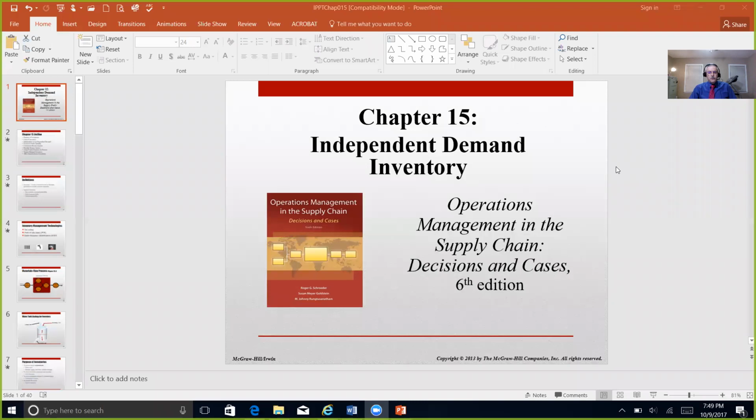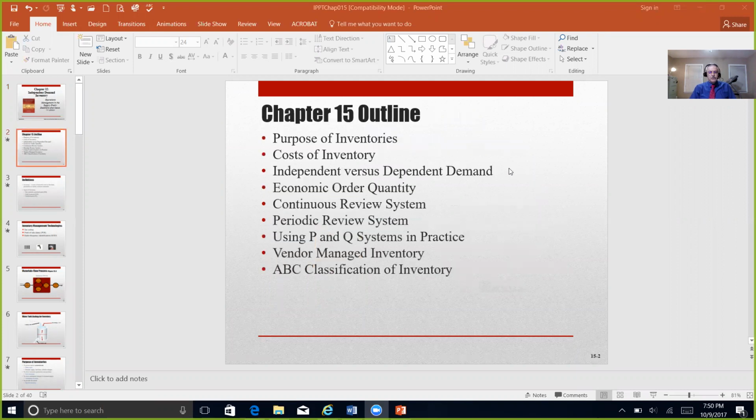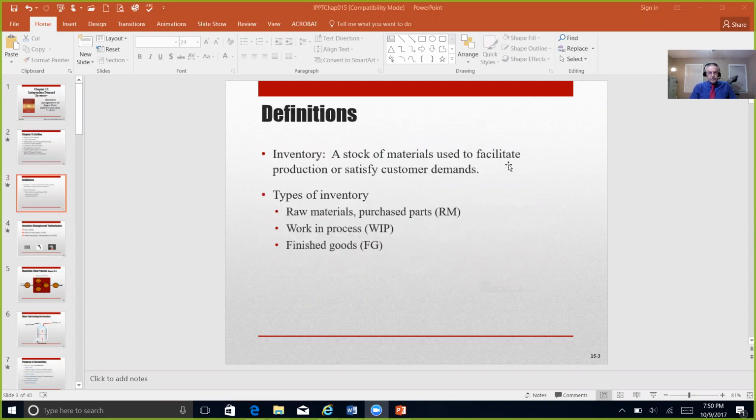We're going to be talking about chapter 15 in our Business 640 course, and it's going to be dealing with independent demand inventory. These are the things that we hope to talk about in this chapter as we move forward. When you think about independent demand inventory, it's really about how you go about defining how supply chain really works.